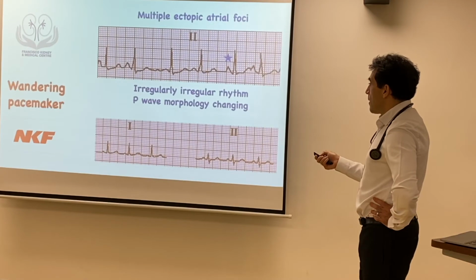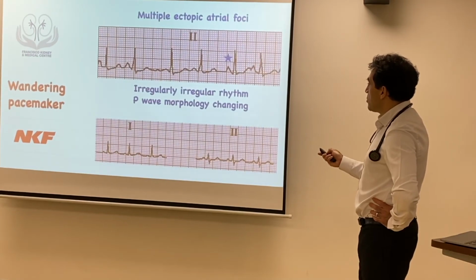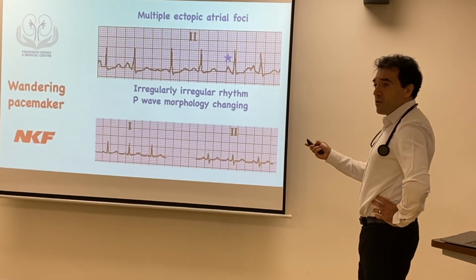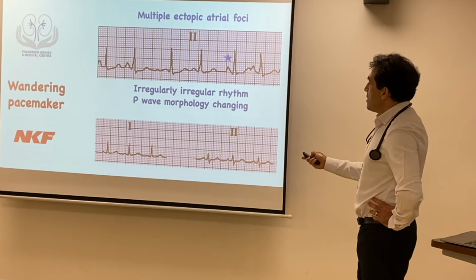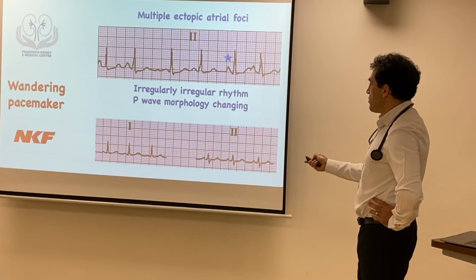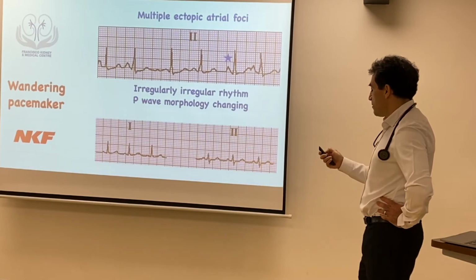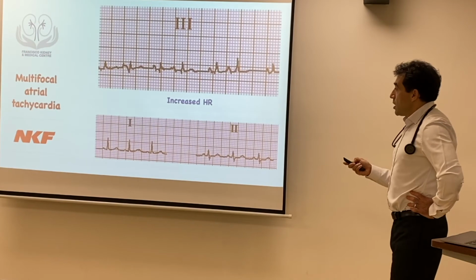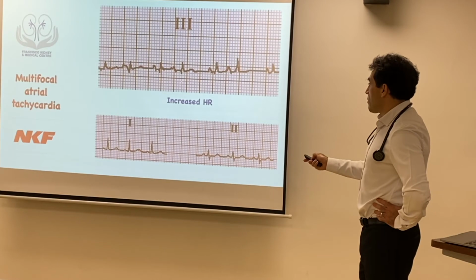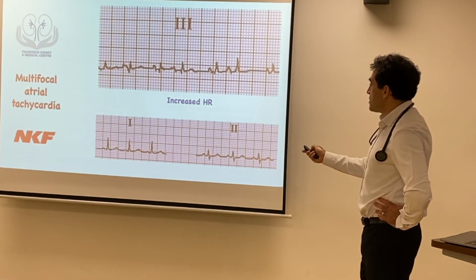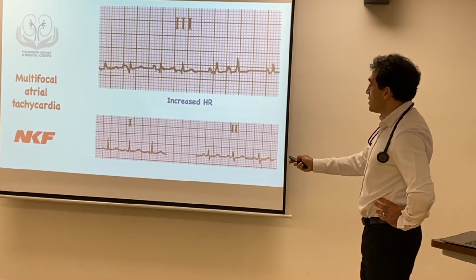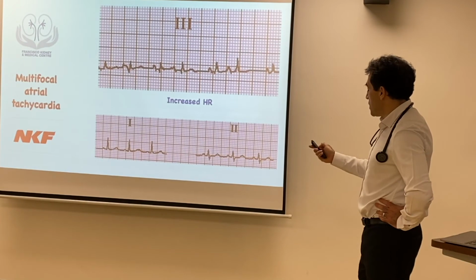The wandering pacemaker, remember we talked, some parts of the atrium are sometimes working as pacemaker, then another part, etc. So that's why there are P waves with different morphologies. And also the rhythm is irregular. Multifocal atrial tachycardia: the heart rate is high, but also the P waves, as you say, vary in morphology as well.